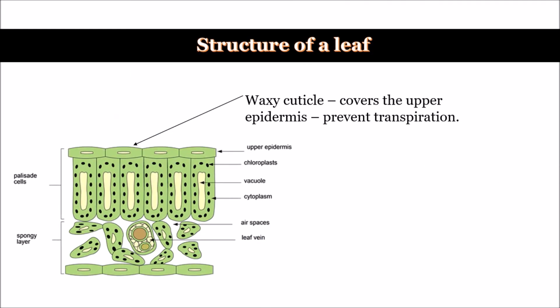To have a better understanding of photosynthesis, the knowledge of the structure of a leaf is mandatory. The diagram shows the cross-section of a leaf. A leaf is usually thin in structure. The upper part of a leaf is the waxy cuticle that covers the upper epidermis. It is a form of adaptation for leaves to prevent transpiration.